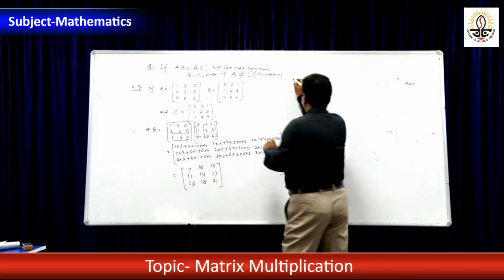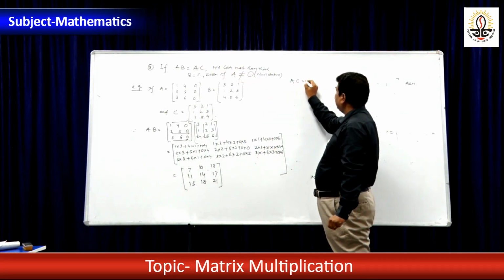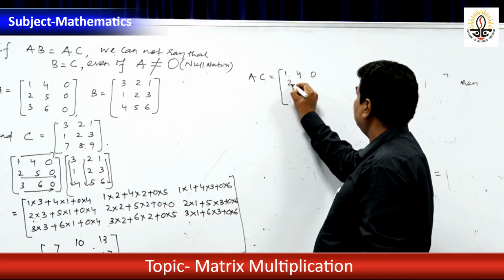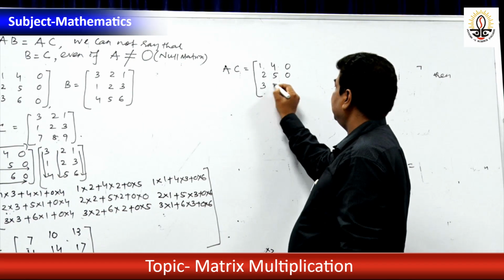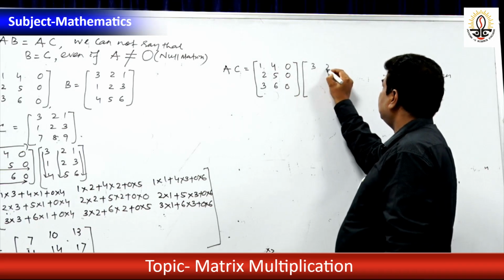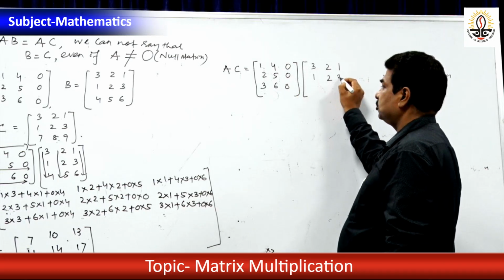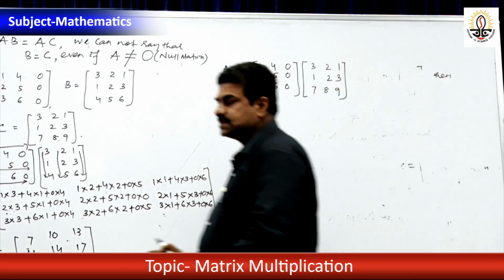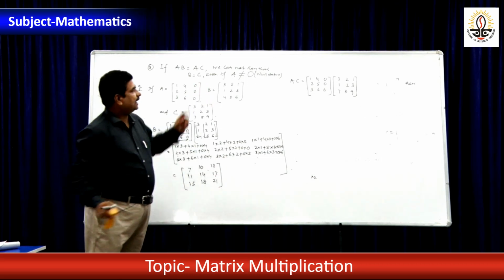Here you see AC. A is equal to [1 4 0; 2 5 0; 3 6 0], and C is equal to [3 2 1; 1 2 3; 7 8 9]. Same case, we find out the matrix AC.